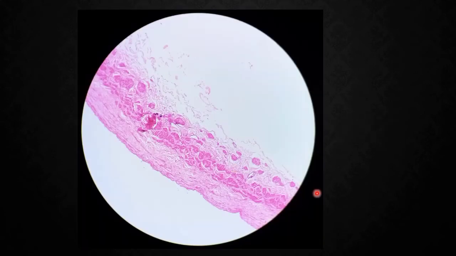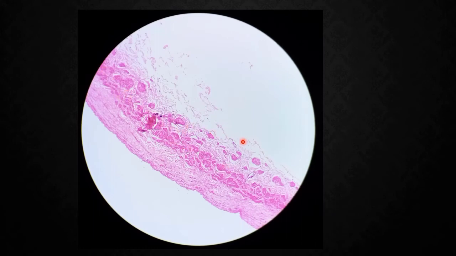Large size vein. How to identify the large size vein? The identification of a large size vein is the smooth muscle fibers which are vertically present. When you take a section, we can identify clear smooth muscle fibers here. This is the tunica intima, and then in the tunica media we can identify smooth muscle fiber bundles. So that is the identification points of a large size vein.